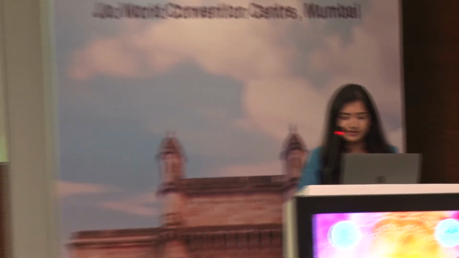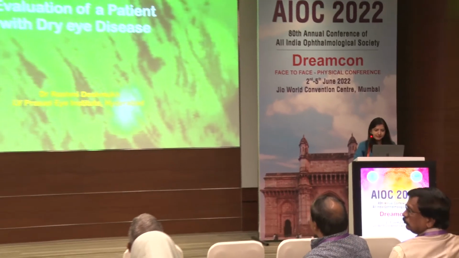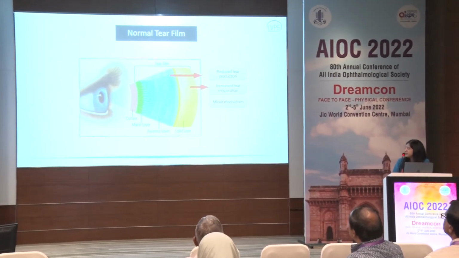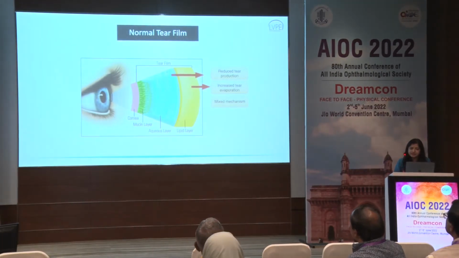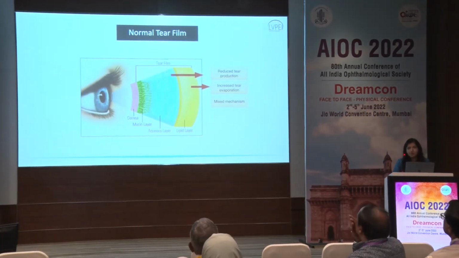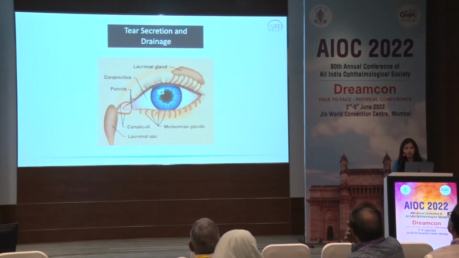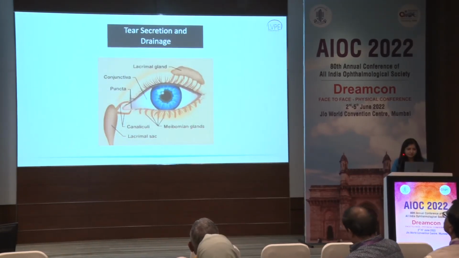Yeah. So evaluation of a patient with dry eye disease, I'm just going to cover the basic tests in this. So we know the normal tear film has a mucin layer, aqueous layer, and lipid layer. Dry eye disease can be caused either by reduced tear production or increased evaporation. Depending on that, it is aqueous deficiency or evaporative disease.